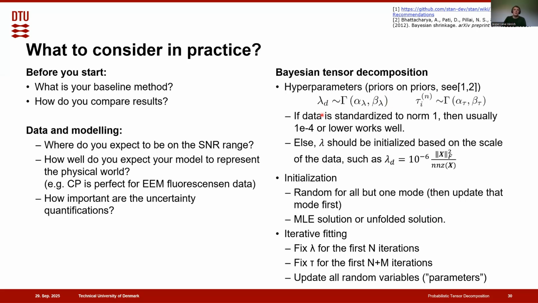And then for actually doing Bayesian tensor decomposition, you want to set up these hyperpriors in a nice way. There's some literature on that. You're basically modeling the automatic relevance determination by specifying a gamma distribution with some prior parameters. And usually I set these to 10 to the power of -2 or -4. But if you don't standardize your data to norm 1, then you should account for this in how you standardize them.